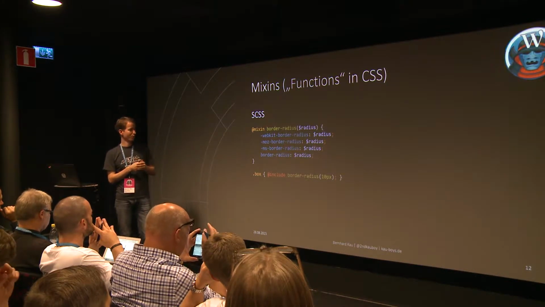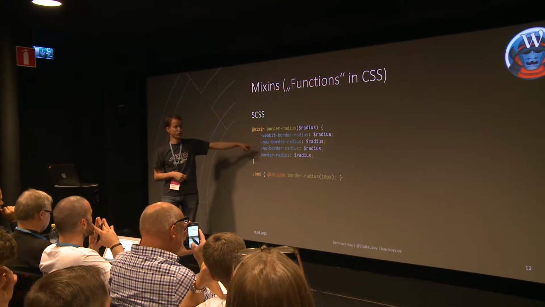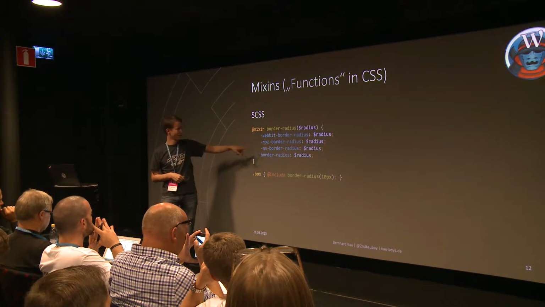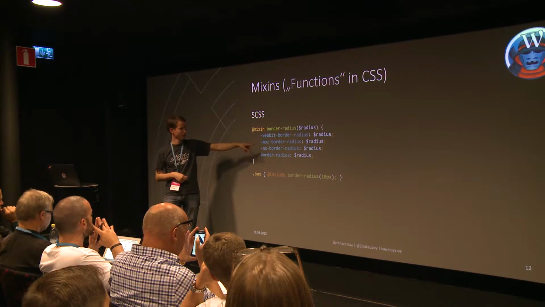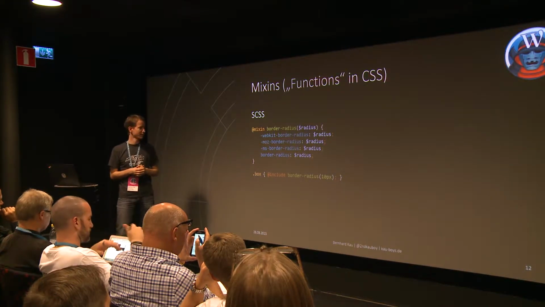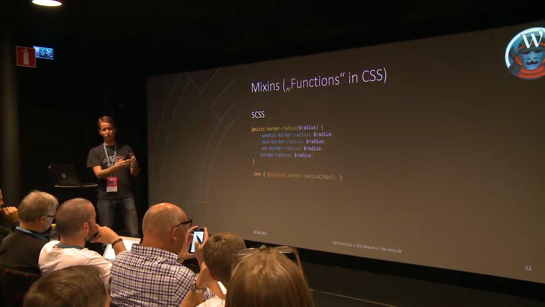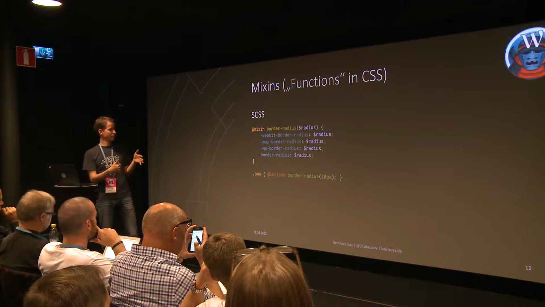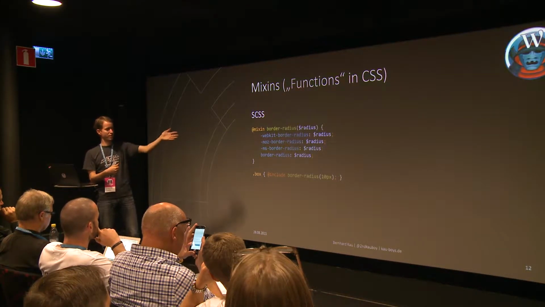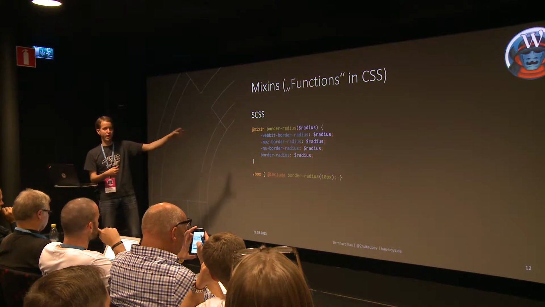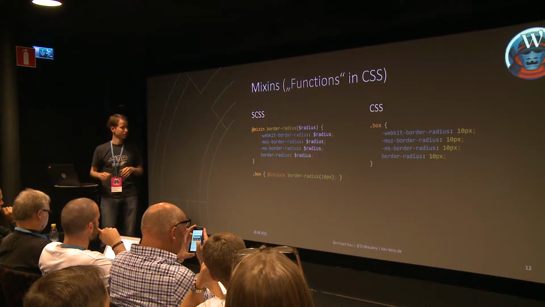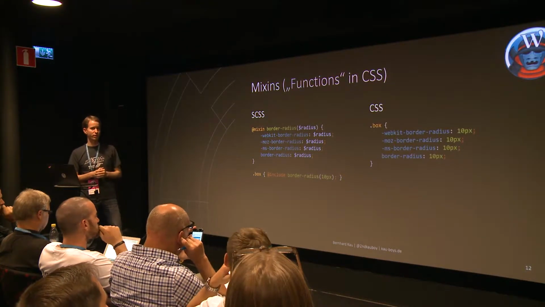All of you might know those vendor prefixes you have to use. I hope not too long. But like WebKit border radius and Moz border radius and things like that. And you always have to write all of them. And when you have a mixin like this, you just pass the border radius value, and then it will create all the CSS. So in the end, it will look like this.